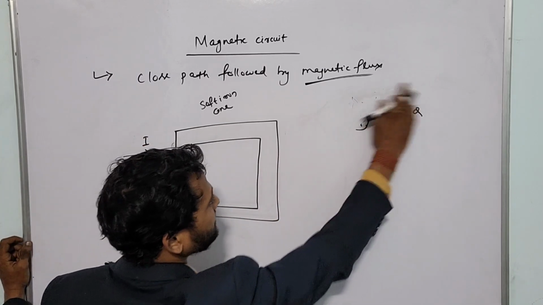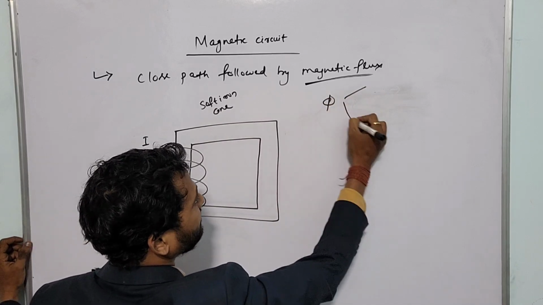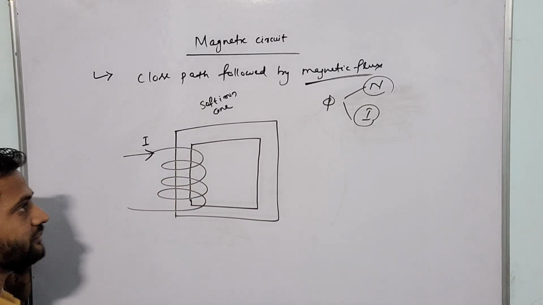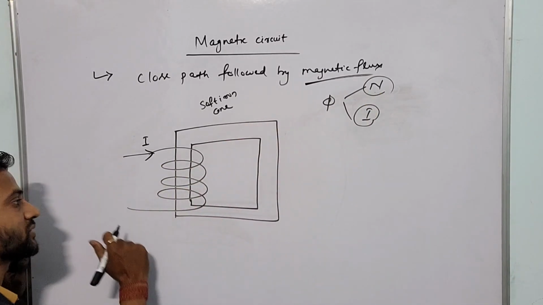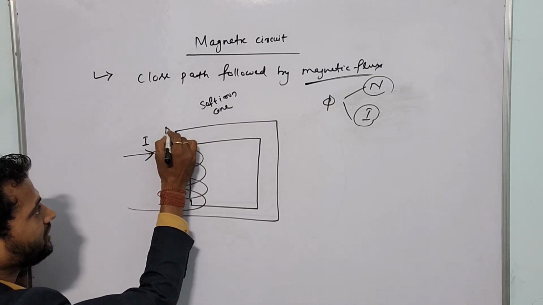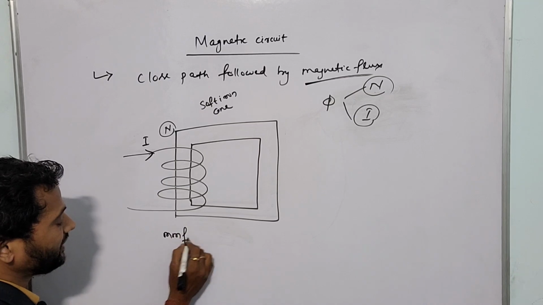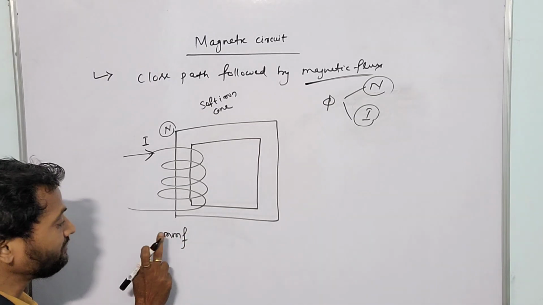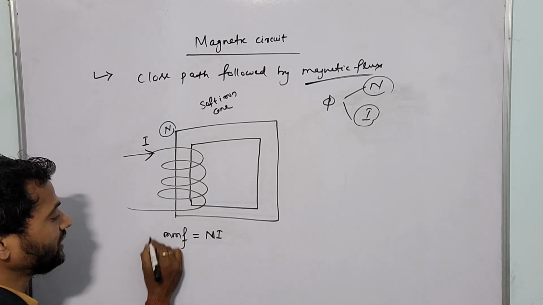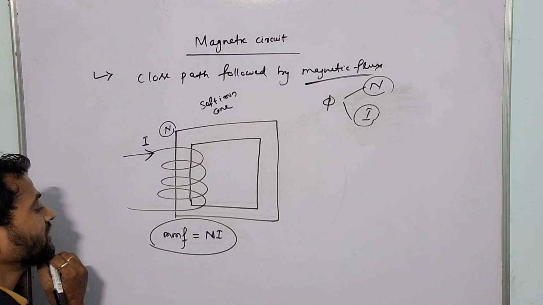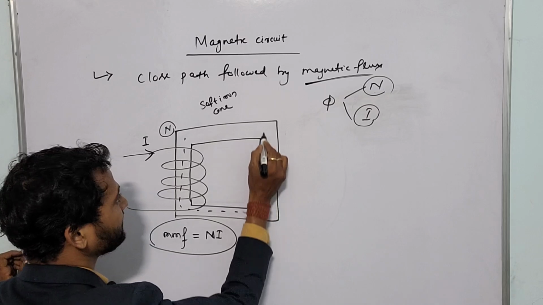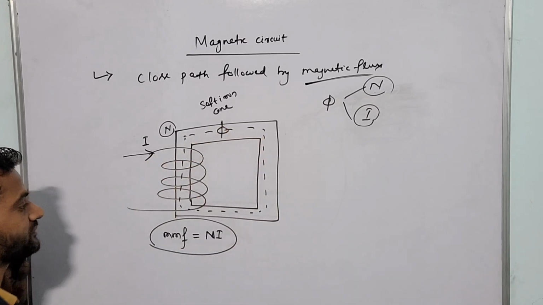The amount of magnetic flux set up in the core is a function of number of turns and current. The more the current, the more magnetic flux is set up, and the more the number of turns, the more magnetic flux is set up. Whenever current passes through a coil of N turns, MMF is developed. MMF is magnetomotive force, which is equal to N into I, number of turns into current. That magnetomotive force helps to drive or set up the magnetic flux inside the core. The flux is phi. Clear?